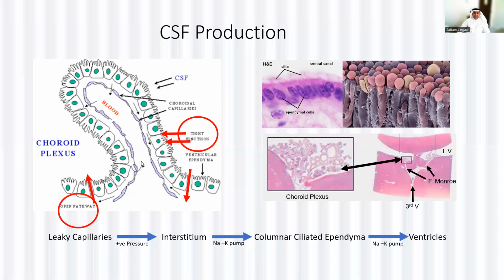So the leaky plasma-like content leaks from inside the capillaries into the interstitium, then through these columnar cells and the open pathways and gates, because of, again, the lack of the tight junctions, leaking into the subarachnoid space. This is how the CSF is being produced. These are the columnar cells, and these are the cilia, and this is the capillary level. These are basically the microscopic appearance for this histological structure.